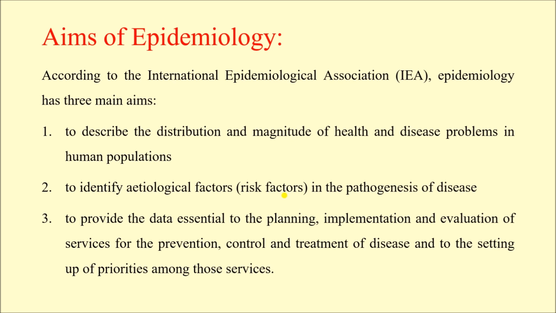The first one is to describe the distribution and magnitude of health related disease problems in the human population. So, of course, the first thing that we need to do is to quantify the health problems and the magnitude of the health problem. That means how serious the situation is; that is the first thing that we need to know. The second aim is to identify etiological factors or risk factors.